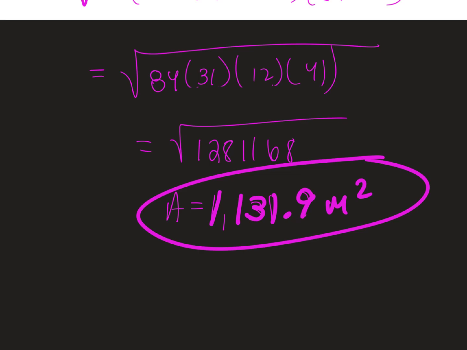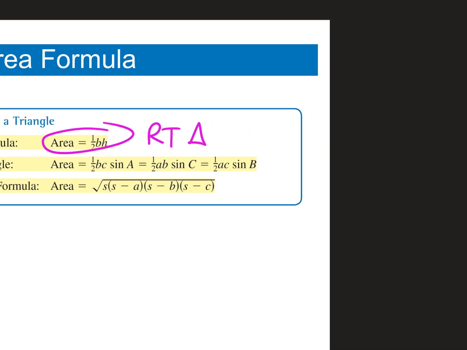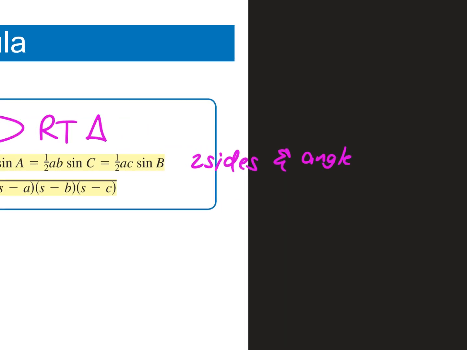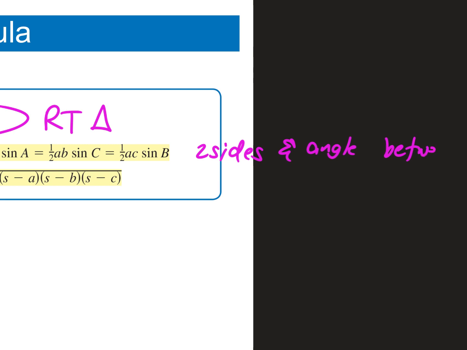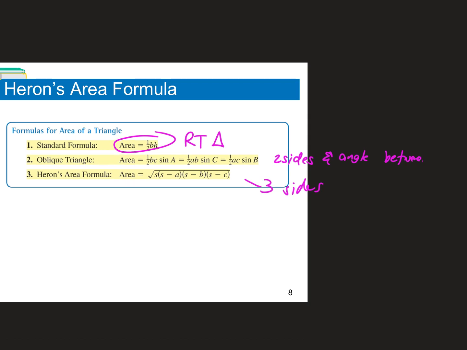Right? And then the last, all it does is just talk about the three formulas. Standard formula, this is for a right triangle. This is an oblique triangle when you have two sides and the angle where? Angle in between. And then the last one is when you have what? Three sides. Right? Okay.